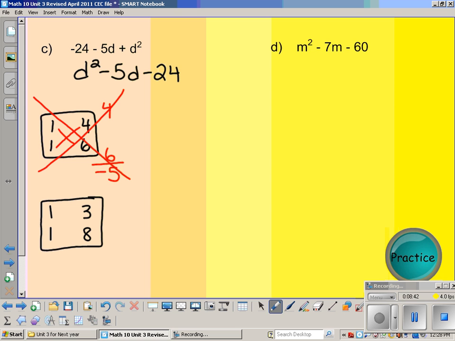Multiply on the diagonal. 3 and 8. I need negative 5. If we make the 8 negative, 3 subtract 8 is negative 5. So the 8 needs to be negative. We are dealing with these. Take from within the box. We have d plus 3, d minus 8.